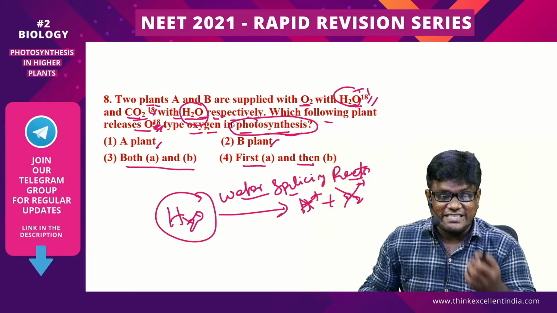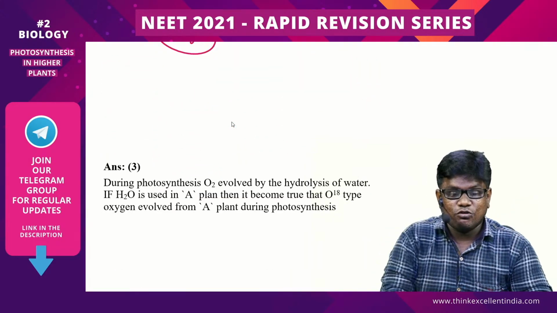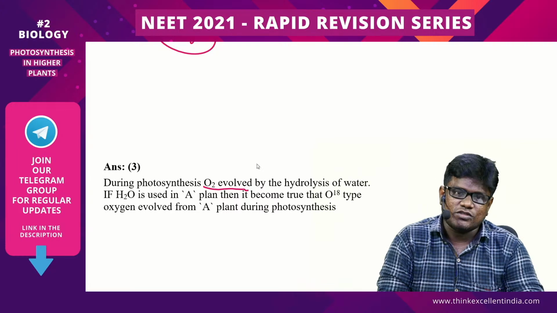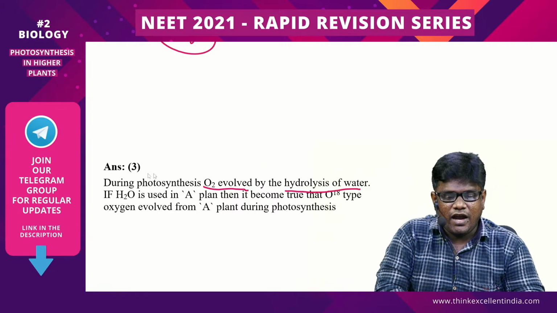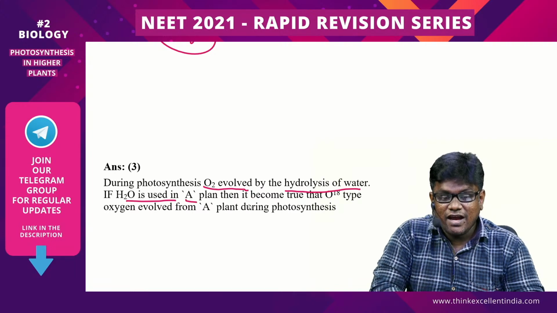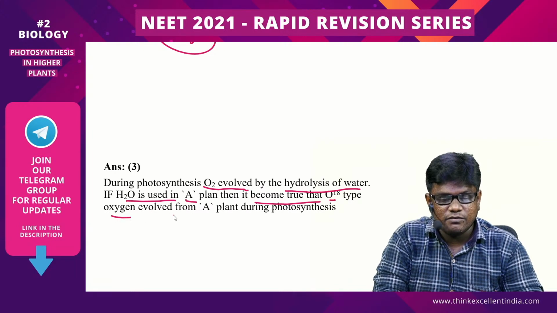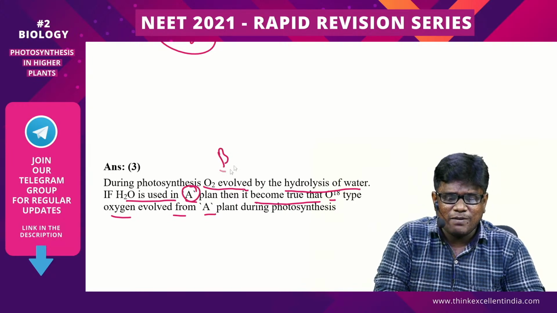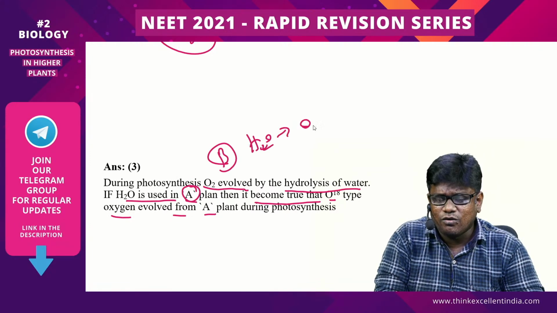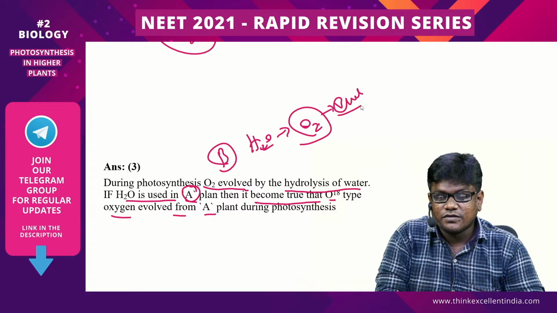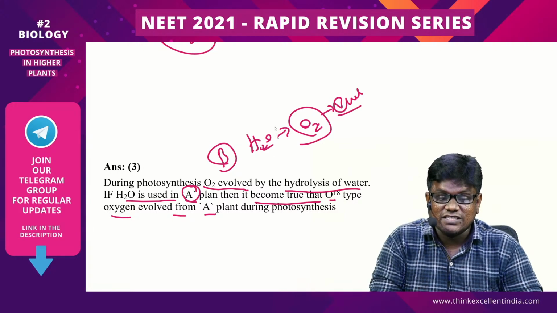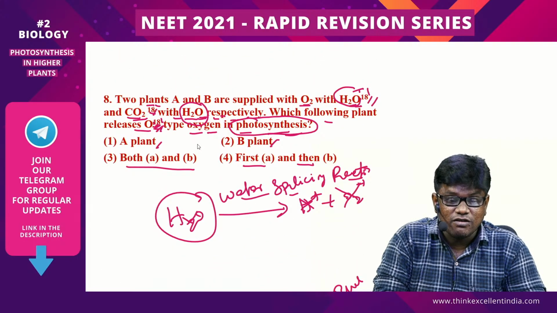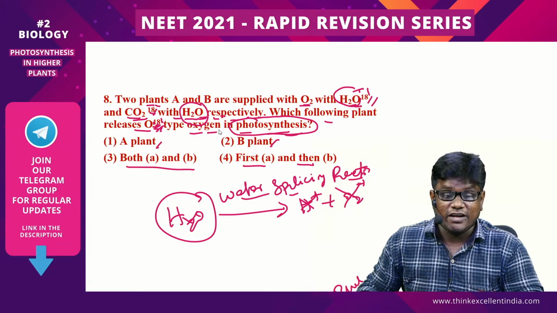But when you talk about this question, two plants A, B, during photosynthesis what happens? O2 will be evolved. That is the normal process, natural process. You can see hydrolysis of water, and if H2O18 is used in plant A, then it became true that O18 type oxygen will be evolved from plant A. So the reason, whether it's plant A or plant B, if H2O is used, what happens? O2 will be evolved. So that is the function. This is a very normal question, normal function, but it's confusing you by giving you the 18, O18 and all. So you have to be very clear with that. You should not get confused by these questions.